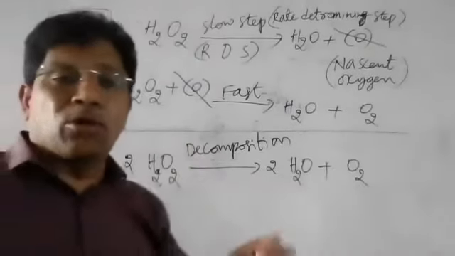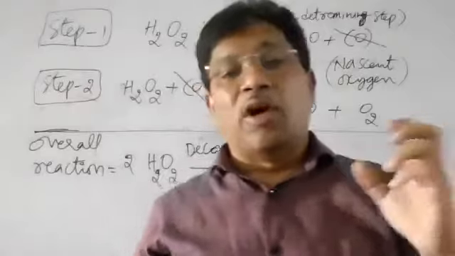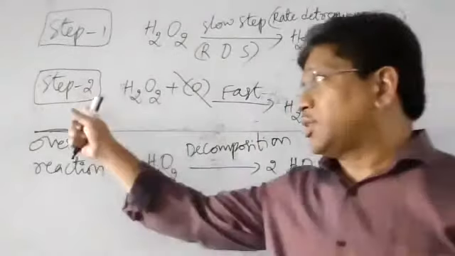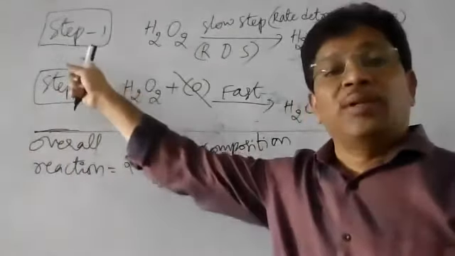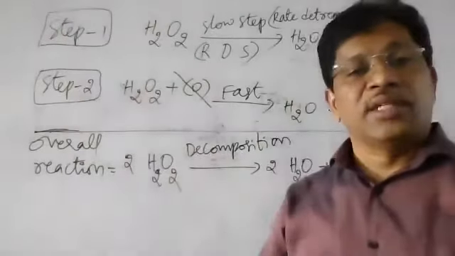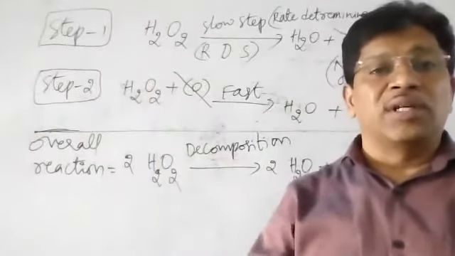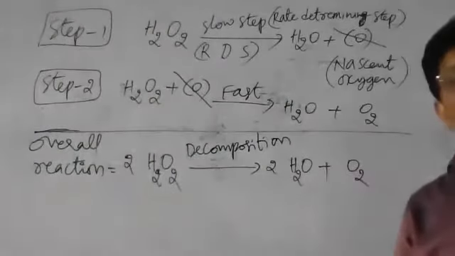When two particles are colliding with each other simultaneously to form the products, the molecularity of step 2 must be taken as what? 2. For step 2, what is molecularity? 2. What is the molecularity of step 1? 1. Is that clear? And order of reaction should be obtained from what? Slow step only. From slow step only we have to get order of reaction.